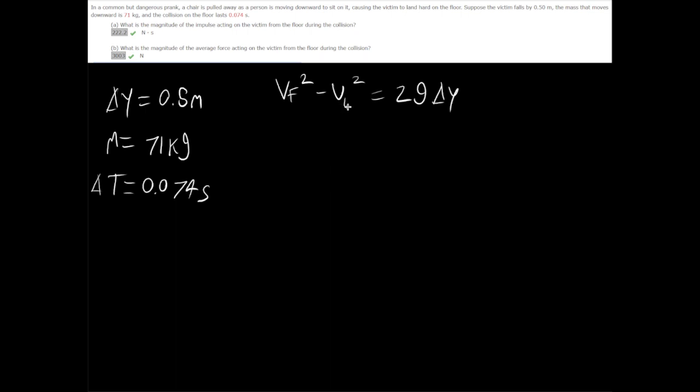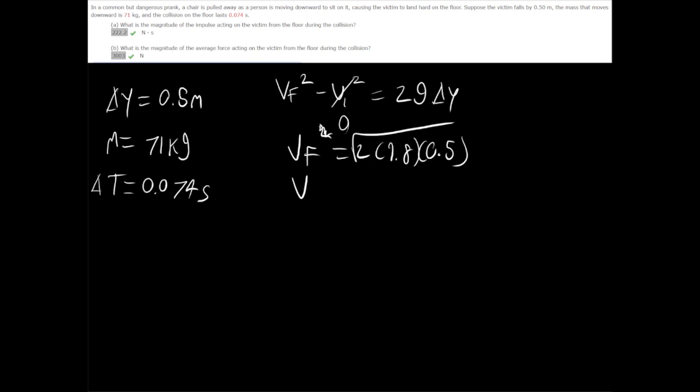And we know that the initial velocity is going to be 0. So we're left with velocity final squared equals 2 times 9.8 times the delta y, in this case 0.5. And to get rid of the square, we square root this side. So velocity final equals 3.13.